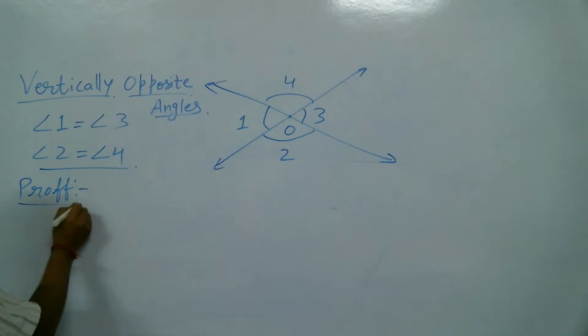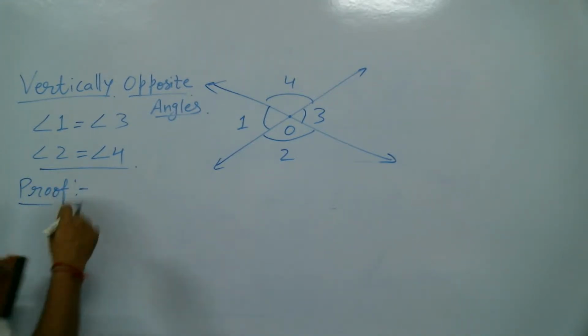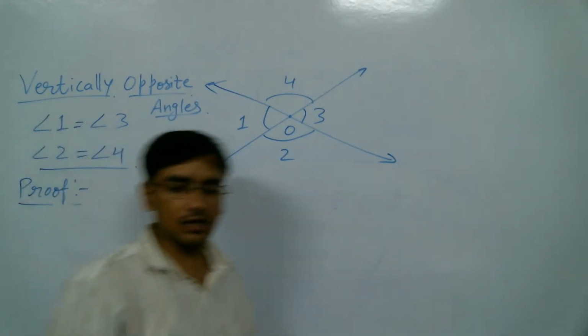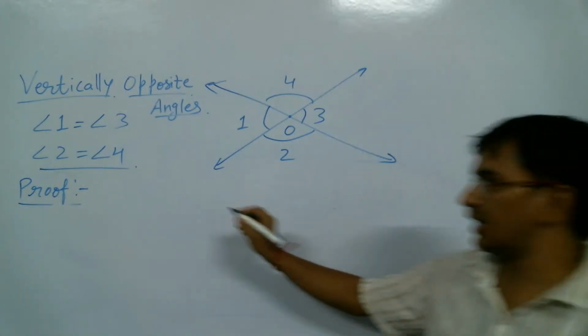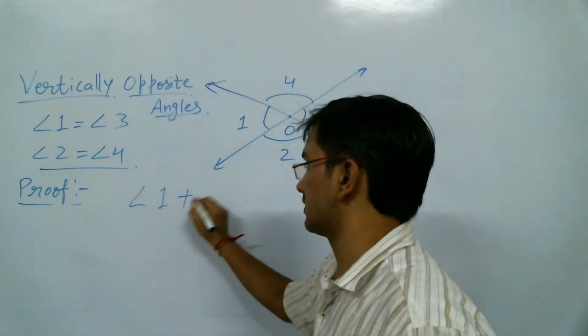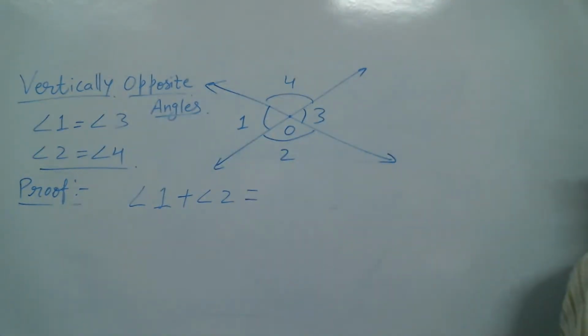यहाँ से हम proof शुरू कर रहे हैं. Proof में क्या होता है कि हम उसको prove करके दिखाते हैं. ठीक है? अच्छा अभी बताओ मुझे, which property do we know now? What is the sum of angle 1 and angle 2? चलो जल्दी से बताओ, एंगल 1 और एंगल 2 का सम कितना होगा?